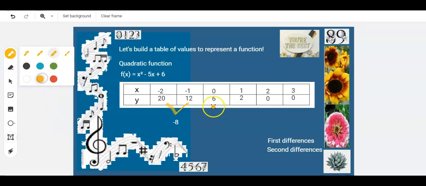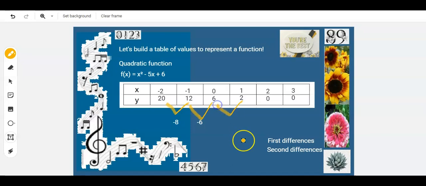Then, 6 minus 12? Negative 6. Then, 2 minus 6? Yes, it's negative 4. And then, 0 minus 2 is negative 2. And then, 0 minus 0 is 0. So, observe the first differences: they are not common, they are not the same. Okay, so let's do second differences, shall we?